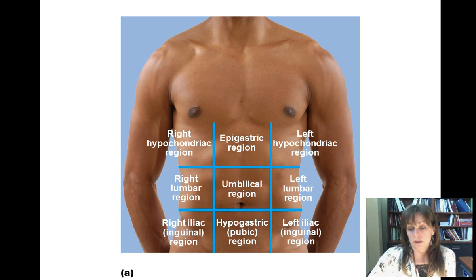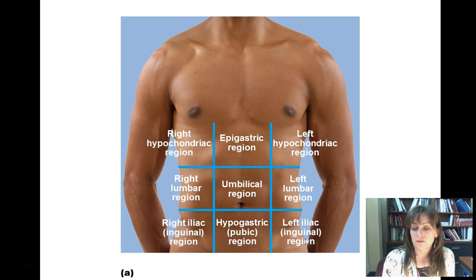Now, depending on what you're doing, it may not be specific enough to just divide it into four quadrants. So for a quadrant, the line would be here and across here. But in this image, you see that there are two lines going down and two lines going across. So this gives us 9 regions.